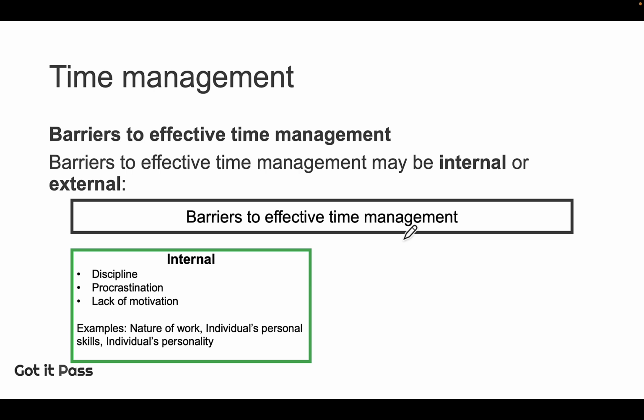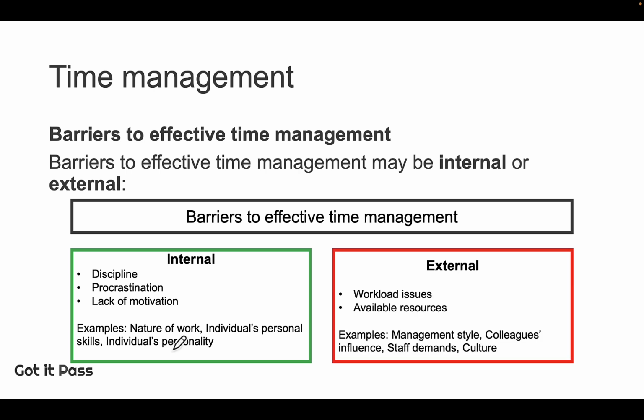The examples we share here are nature of work, individuals' personal skills, and individuals' personality. All these internal barriers are against effective time management. And for some external barriers, like workload issues and available resources, those are not controlled by yourself. They're from others, for example, management styles. Your seniors or supervisors are authoritative, so they just push, and all tasks are urgent. You need to finish it immediately, for example. So it's about the management style affecting effective time management, and colleagues' influence as well, staff demands, and culture.